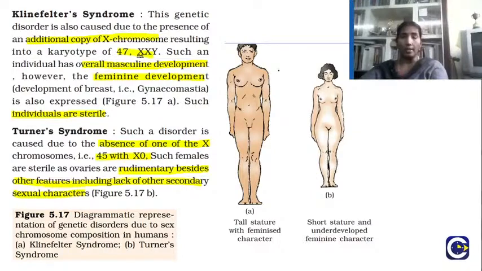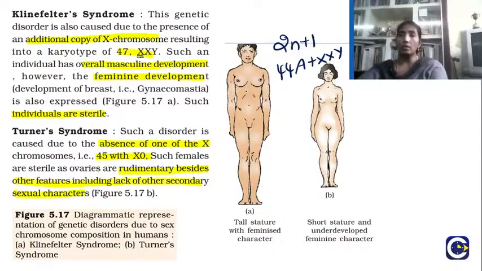They'll have gynecomastia, and some will be very tall, sterile, and you can see that it is trisomy of the sex chromosome, 2n plus 1. So it will be 44 autosomes plus XXY chromosomes in Klinefelter's. There will be sometimes mental retardation also.